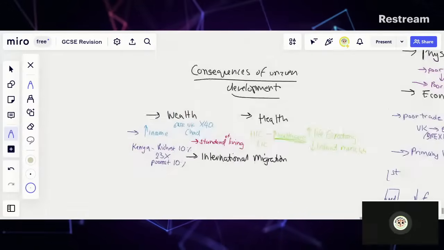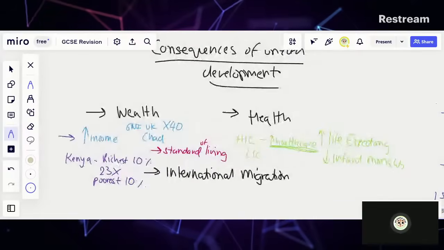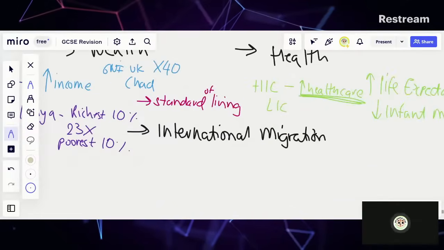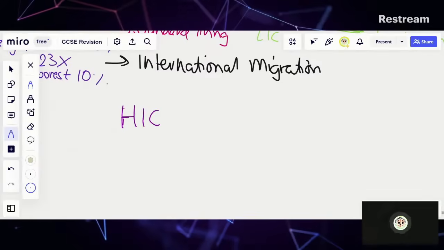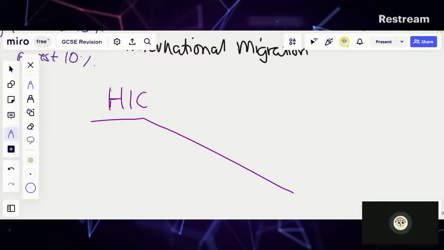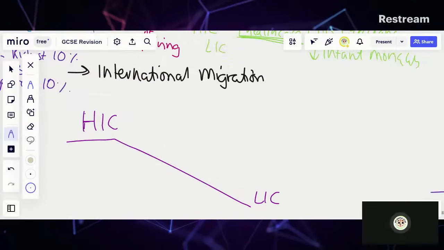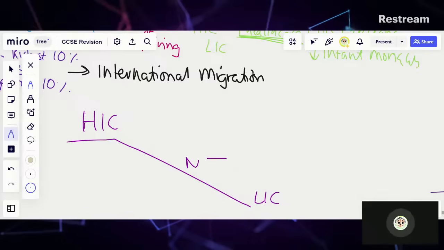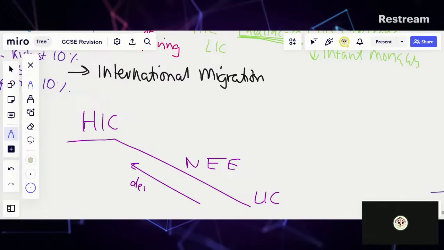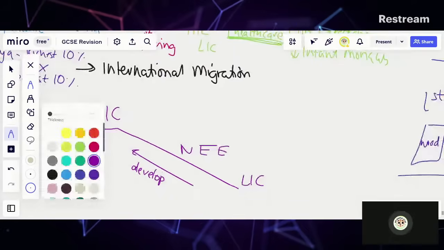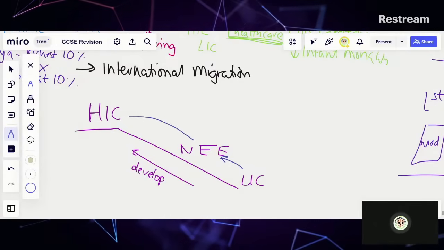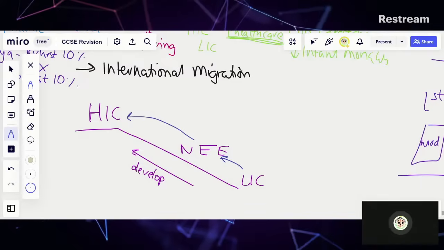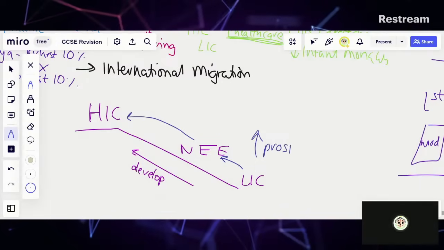And finally, international migration. So this might be a more difficult one in terms of these three consequences of uneven development. But what it just means is that when you have these high income countries at very high economic positions, and then imagine a mountain. So at the bottom, you have the low income countries, and in the middle, you have these newly emerging economies. And they're all climbing towards trying to improve and develop. Now, what happens is sometimes it takes too long. So the people start migrating. So people from the low income countries and the newly emerging economies start to migrate towards the high income countries in order to improve their prospects.